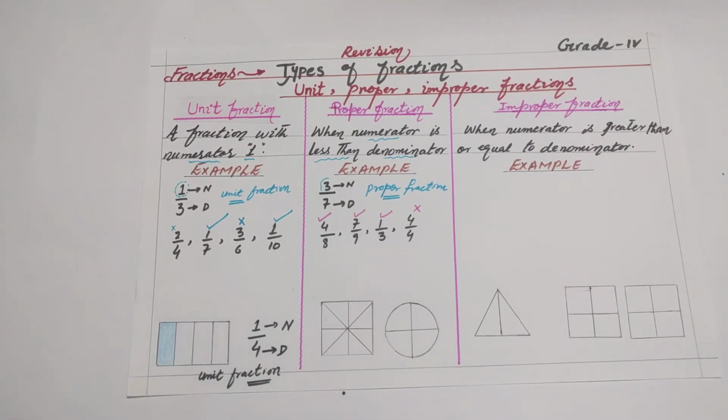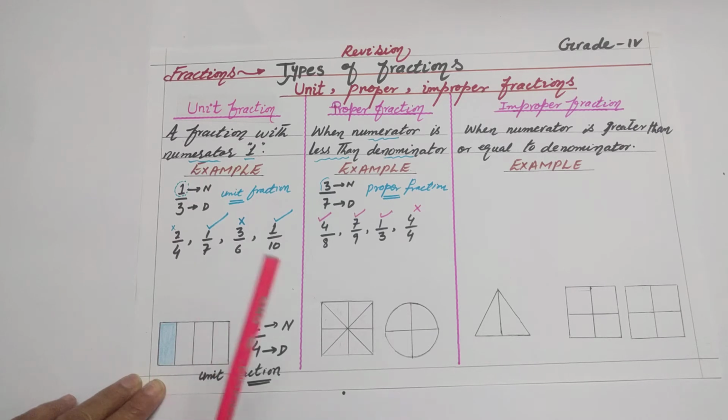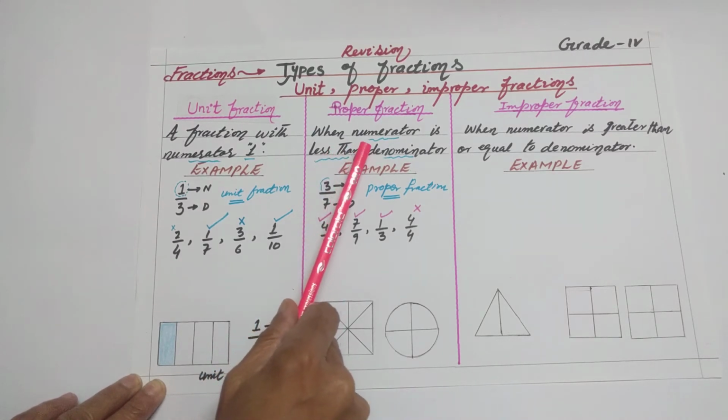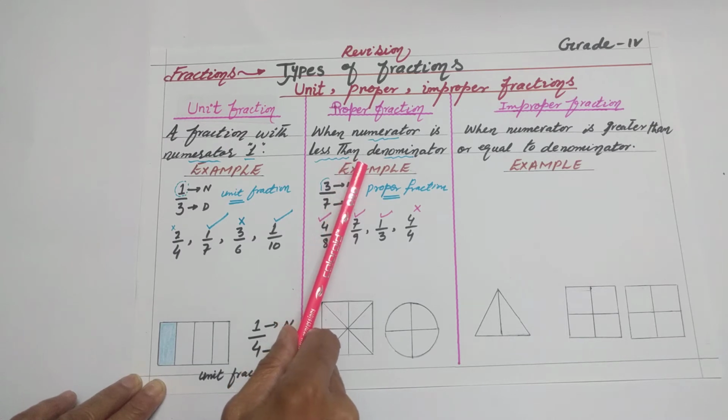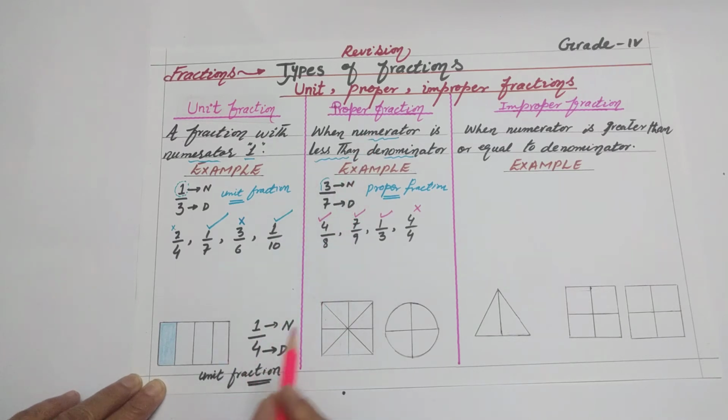First one is a square. In this square, I have total parts 1, 2, 3, 4, 5, 6, 7, 8. This whole is divided into 8 equal parts. Now I have to represent the proper fraction through this shape, so I will follow the condition of a proper fraction. What is the condition? Numerator should be less than denominator. It means the used parts should be less than the denominator.